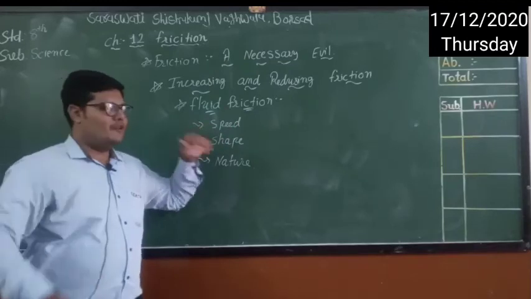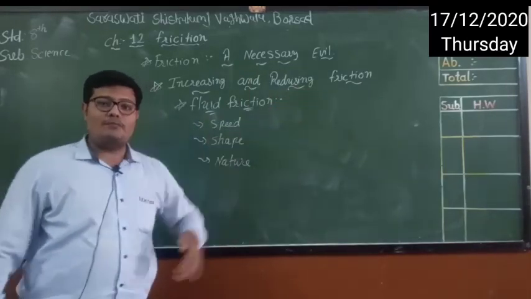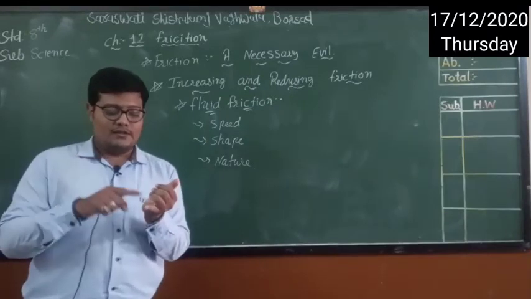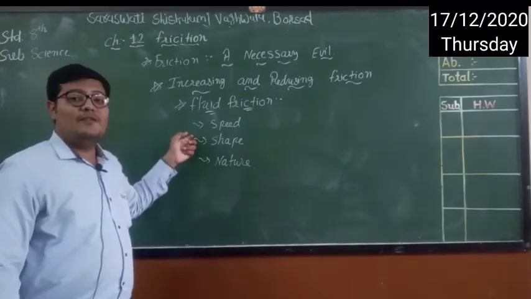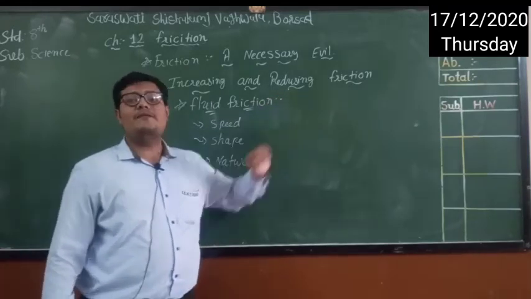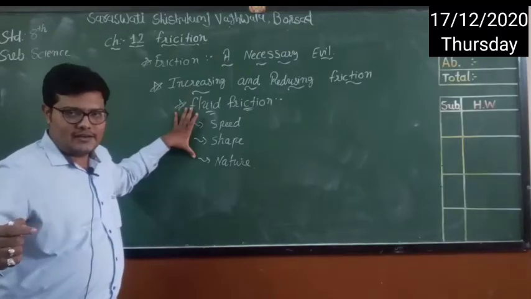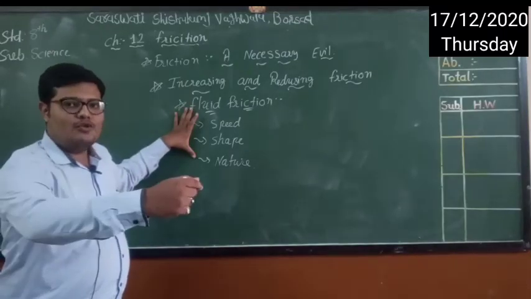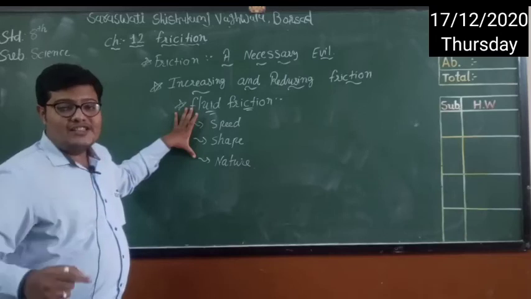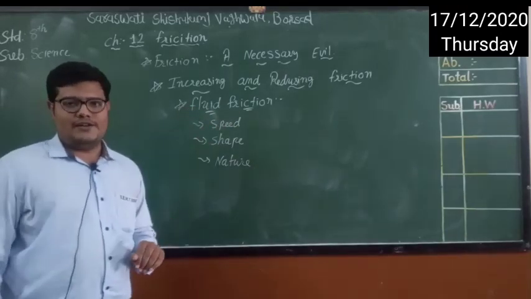Now keep in mind, we are right now talking about how we can reduce friction. Rolling friction, then sliding friction and fluid friction, these all three things we understand as part of reducing friction. So this is how, by changing the shape of an object which is trying to move inside the fluid, we can reduce the fluid friction.